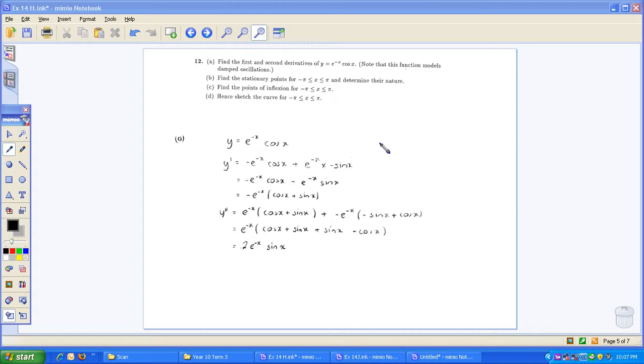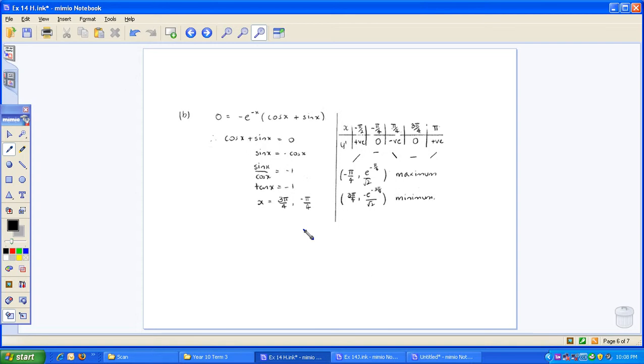Same rules apply though. We have to do the first derivative, then the second derivative. Notice this time we've got to use the product rule because it's two functions multiplying by each other. Try and factorize and put it back into this form in the first derivative. It makes it a little bit easier to do a derivative using the product rule, where this function is one and cos x plus sin x is the other as the second function, and then simplify to get 2e to the x sin x.